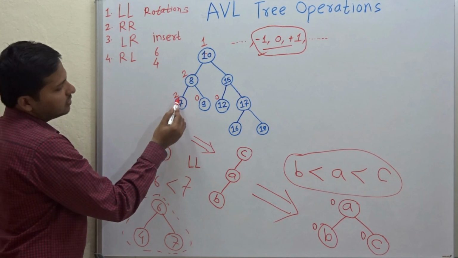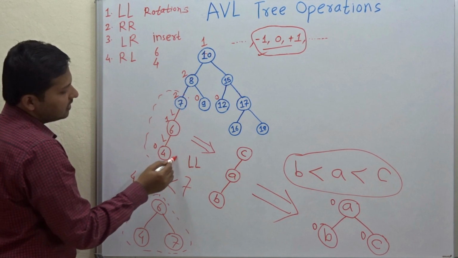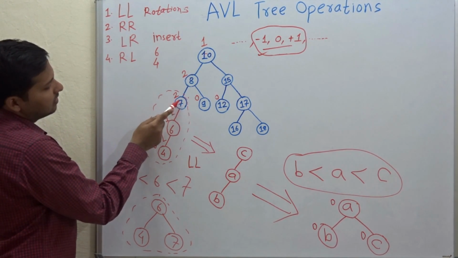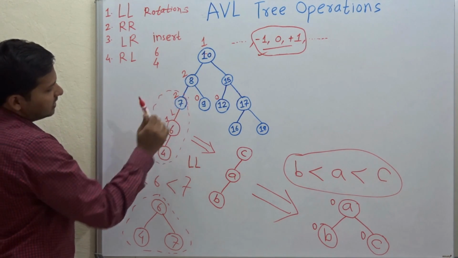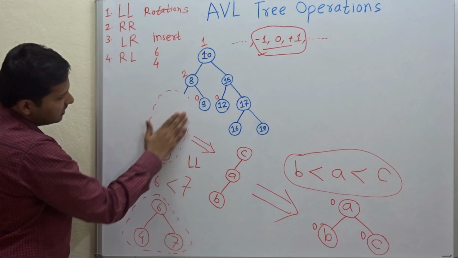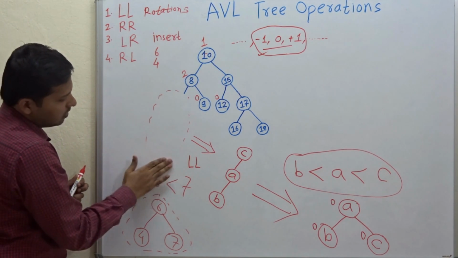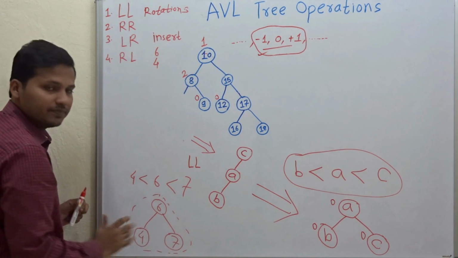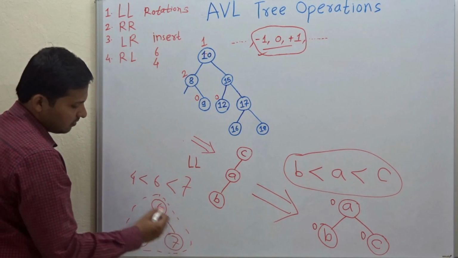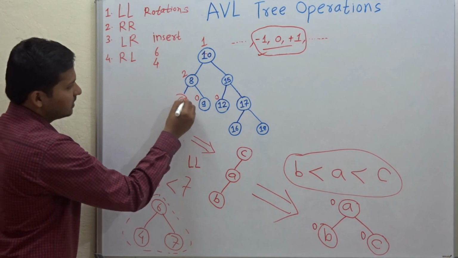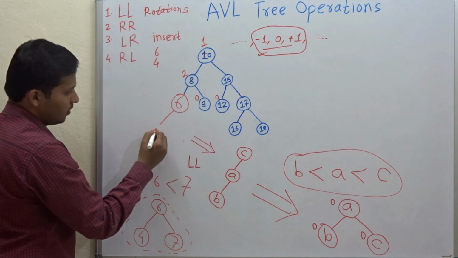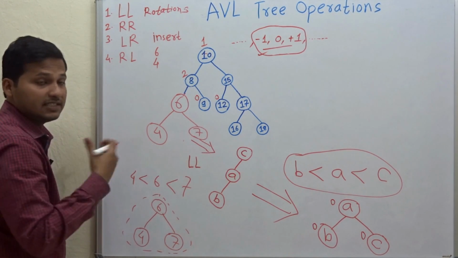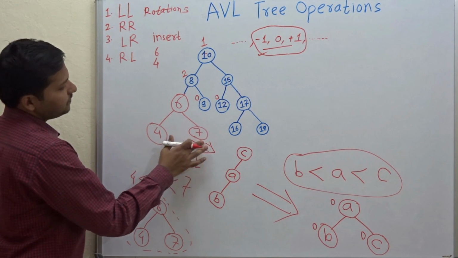What is the imbalanced node? From where the imbalance starts? So this is the imbalanced branch and the node is this 7. So just replace this branch with our new balanced subtree. Okay, so this is the balanced subtree: 6, 4 and 7. Let's see the balance factors now.